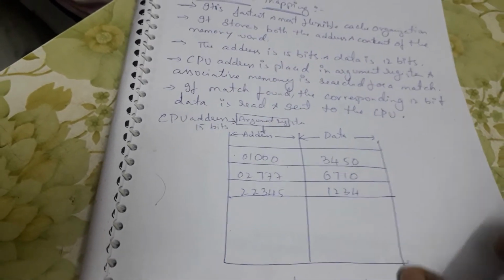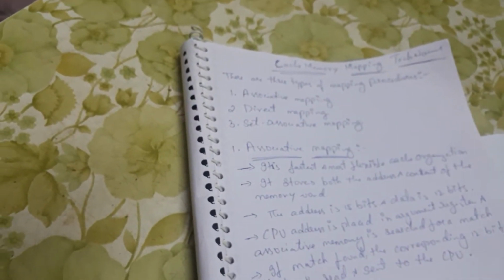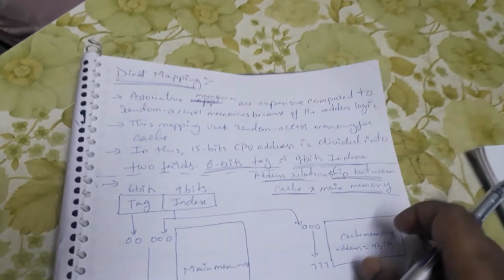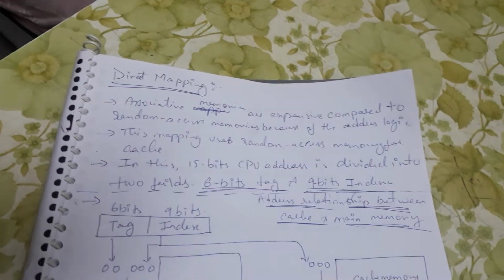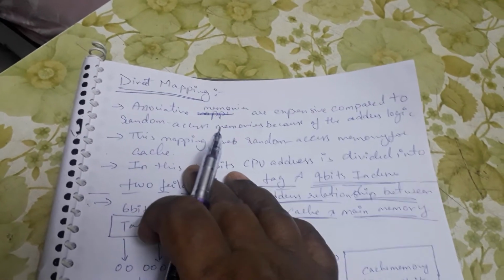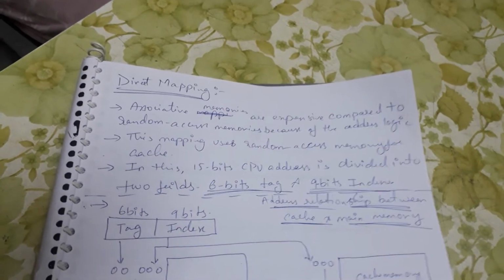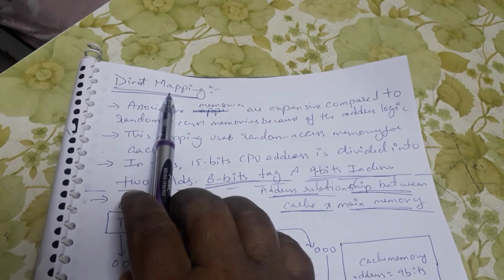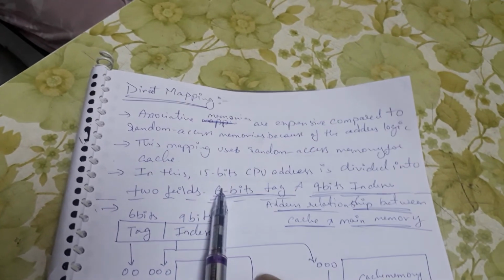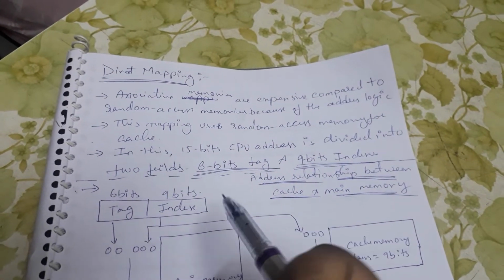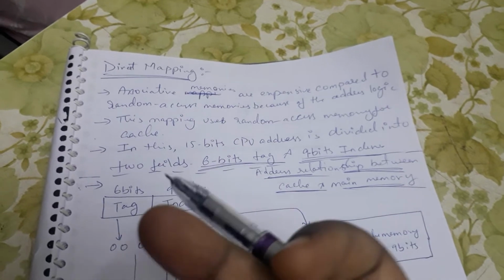Let us move to the next type of mapping, which is direct mapping. Associative mapping has a drawback: it is very expensive compared to the normal cache and other logics. To overcome that, we go for the next type of mapping, called direct mapping. In direct mapping, the cache memory is built with random access memory.